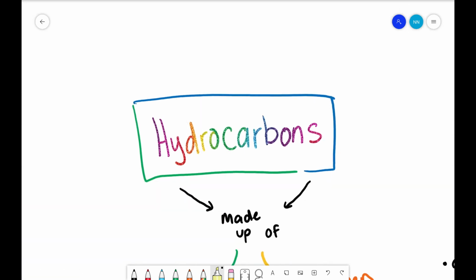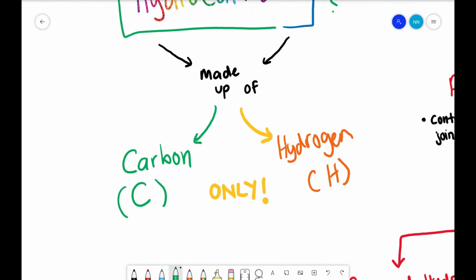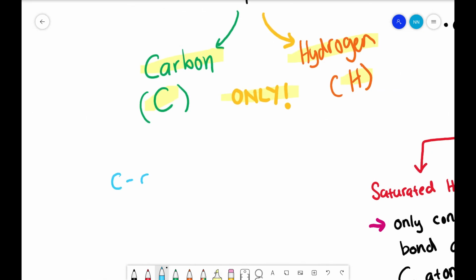What are hydrocarbons? Hydrocarbons are basically organic compounds that are made out of carbon and hydrogen. Carbon and hydrogen only. So for example, this is an example of a propane. You have a carbon and hydrogen surrounding the carbon atom that completes the 4 bonds for a carbon. Then you'll have a hydrocarbon.